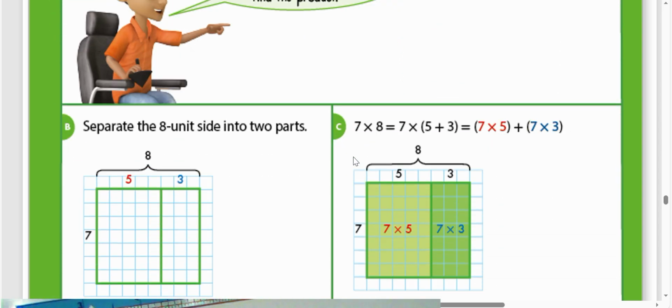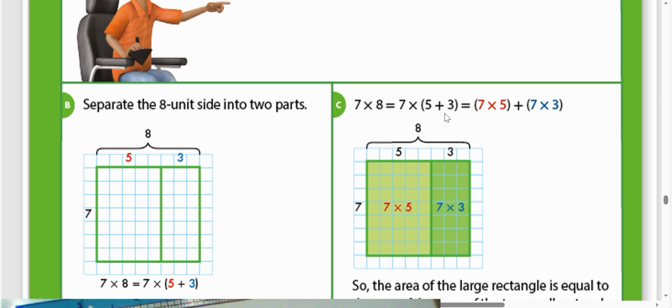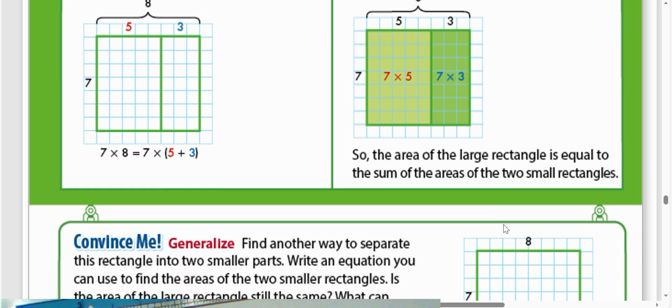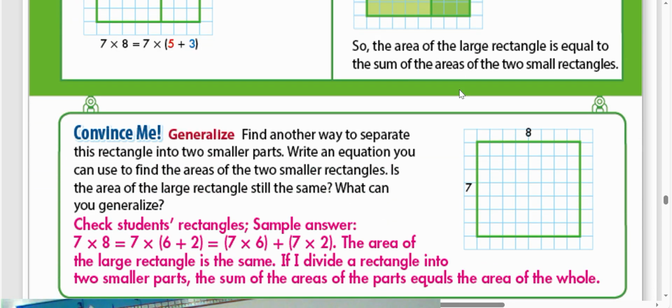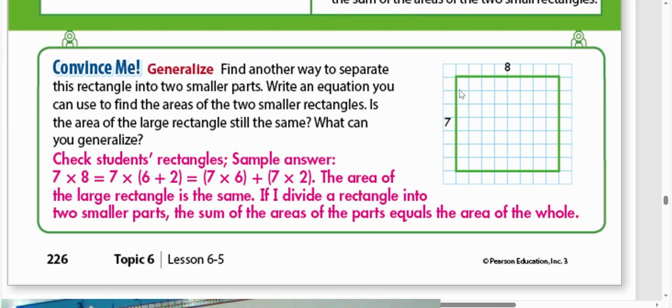Like this, 8 equals 5 plus 3. You can write 7 times 5 plus 3 times 7. And then collect together to find the area. 5 times 7 is 35 and 3 times 7 is 21, and then you can collect together. You can also check the answer this way. We can divide 8 as 6 plus 2, start from this place, divide this part, then using the distributive property 6 times 7 and 7 times 2, and then collect to find the area.